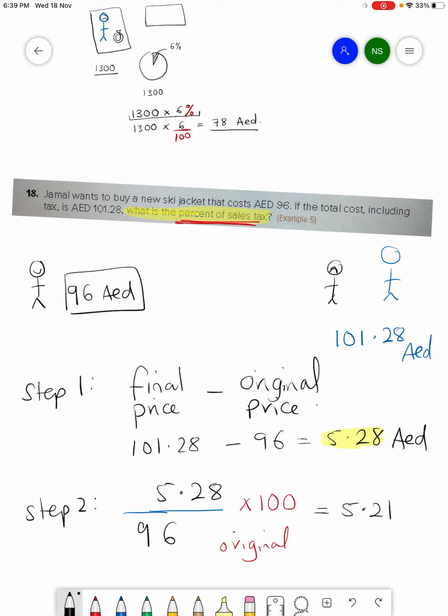This is not 5.21 dirham. What did the question ask you to work out? A percentage of sales tax. So this is a percent. 5.21%. Poor Jamal here had to pay an extra 5.21% on his jacket, and that's why the price went up.